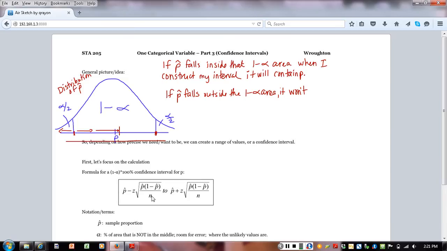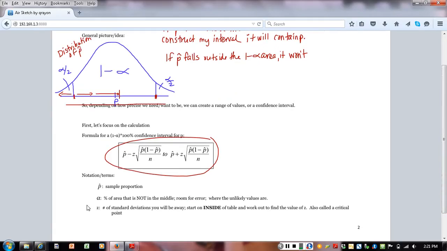So we're going to talk first about what the formula looks like. You see the formula right here in this box, and all of these are symbols we've seen before. p hat is your sample proportion. Alpha, I've specified up here. We can use alpha as the percent that's not in the middle. So if you have an alpha of 5%, there's 95% in the middle.